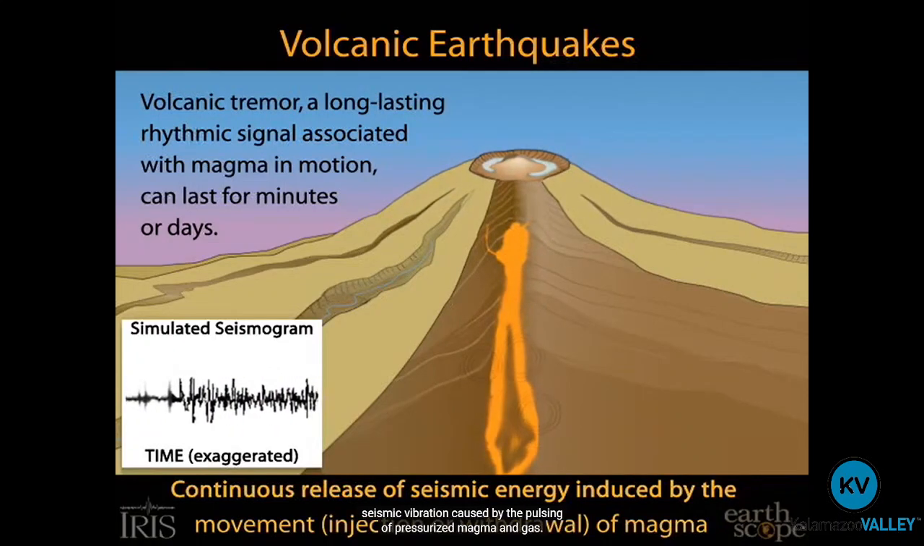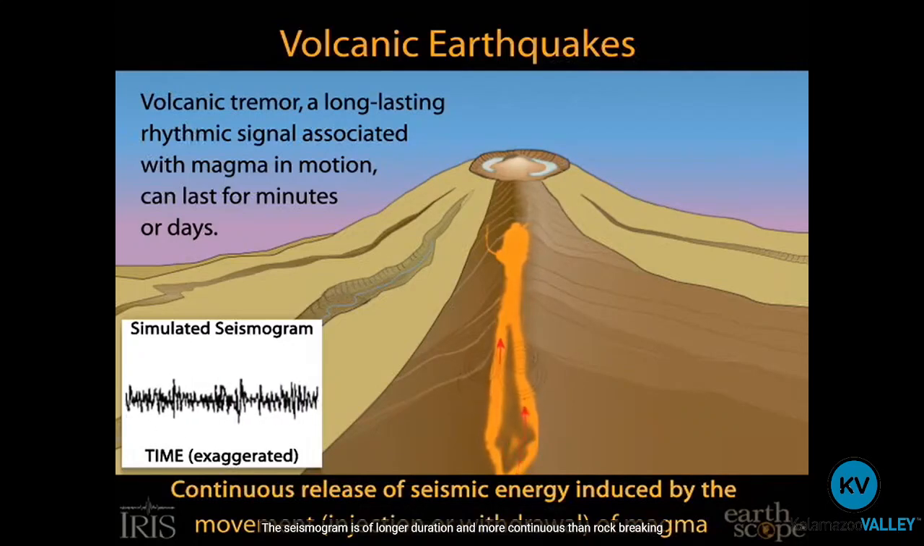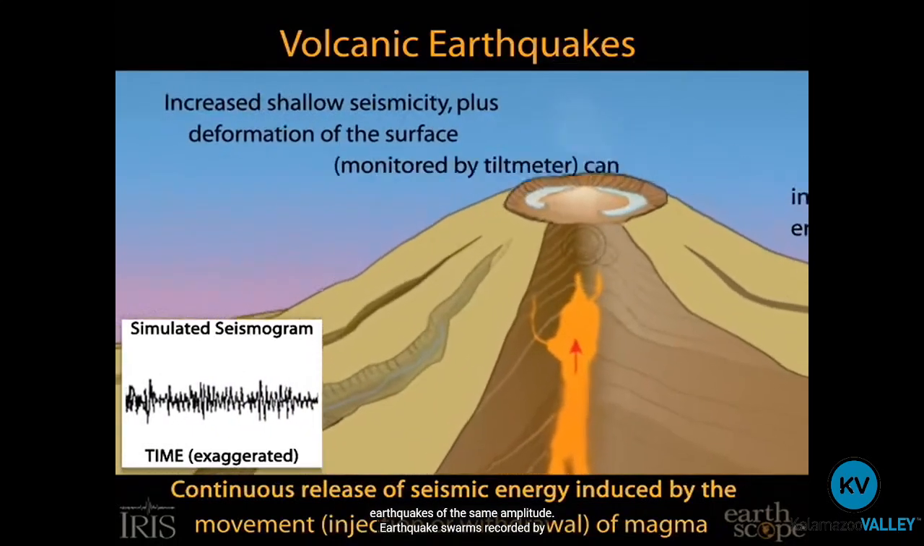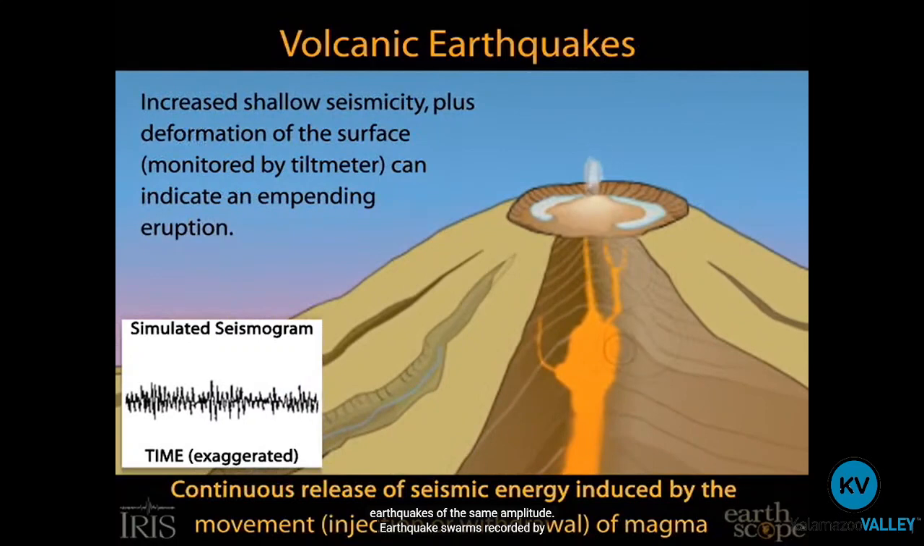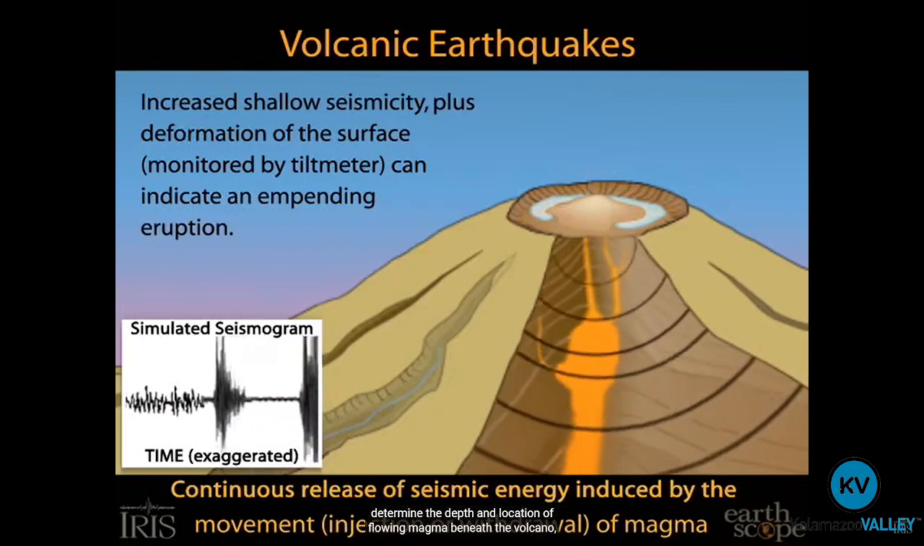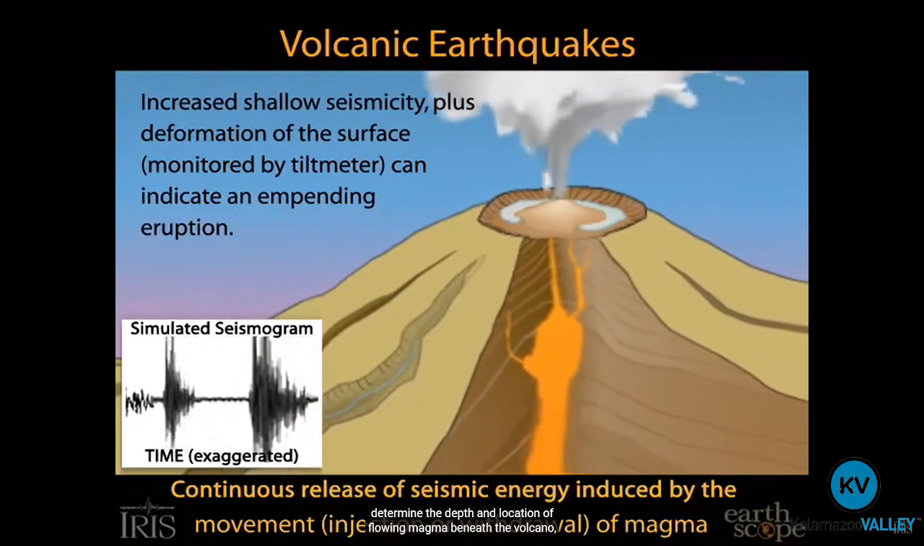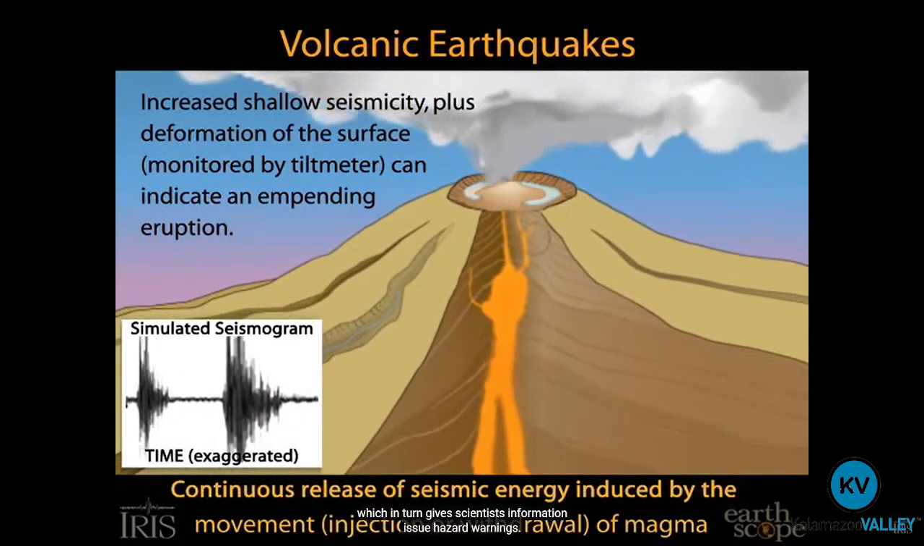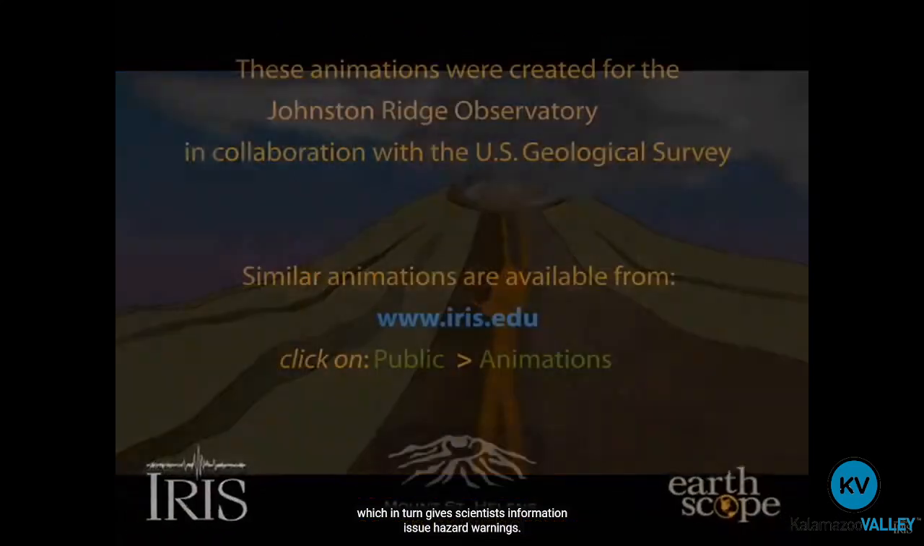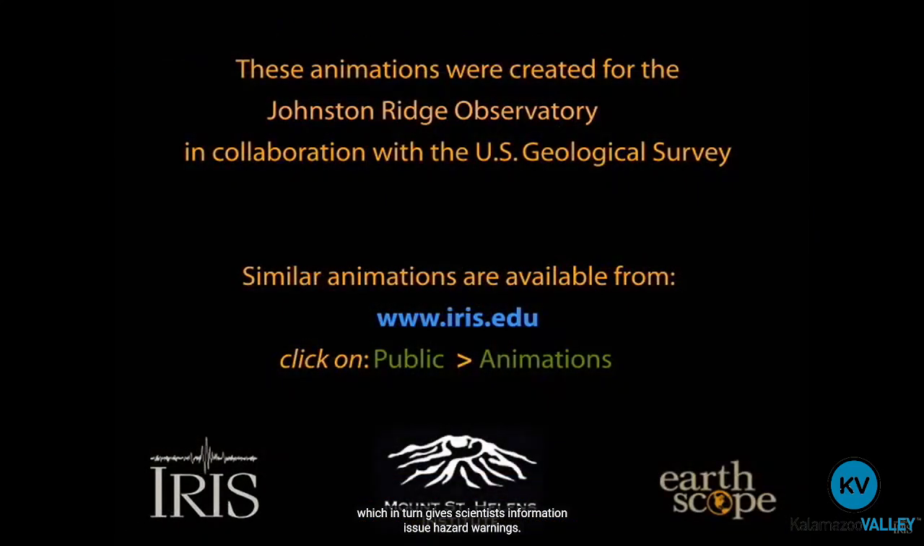Volcanic tremor is a seismic vibration caused by the pulsing of pressurized magma and gas. The seismogram is of longer duration and more continuous than rock-breaking earthquakes of the same amplitude. Earthquake swarms recorded by seismometers and the ground deformation monitored by tilt meters help scientists determine the depth and location of flowing magma beneath a volcano, which in turn gives scientists information to issue hazard warnings.